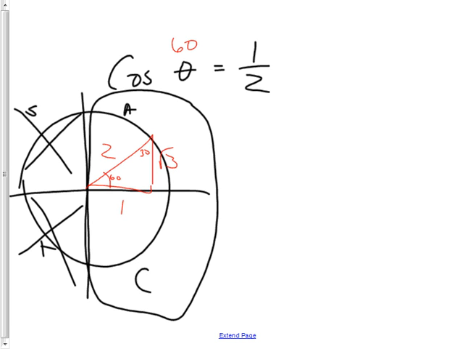Raise your hand if you had 60 as one of your answers. Good. What if it was supposed to be in radians? Then what would you say? Pi over 3. All right.